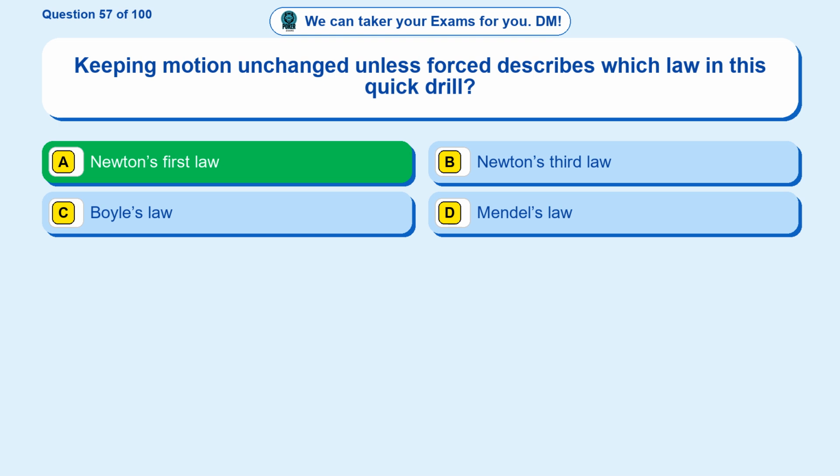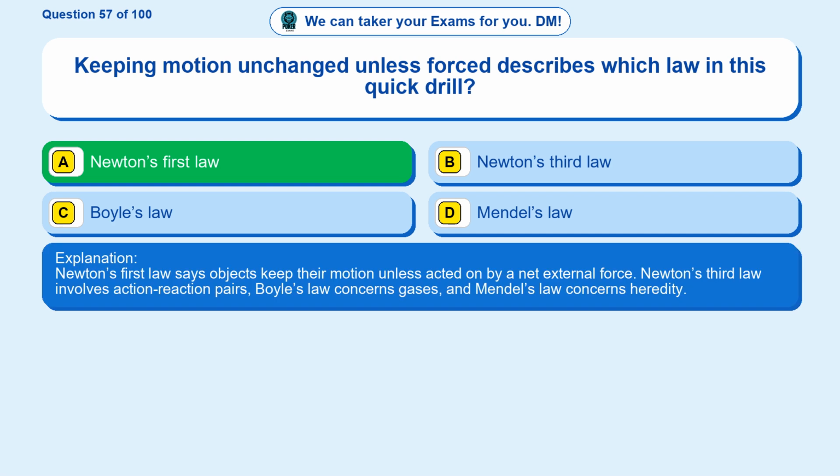The correct answer is option A, Newton's first law. Newton's first law says objects keep their motion unless acted on by a net external force. Newton's third law involves action-reaction pairs, Boyle's law concerns gases, and Mendel's law concerns heredity.